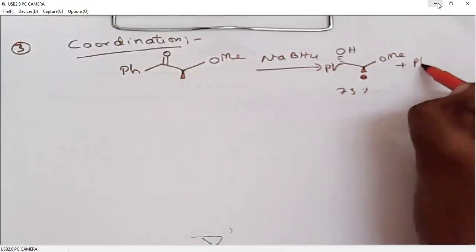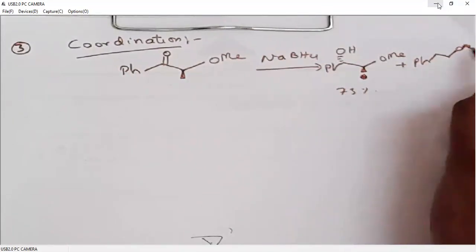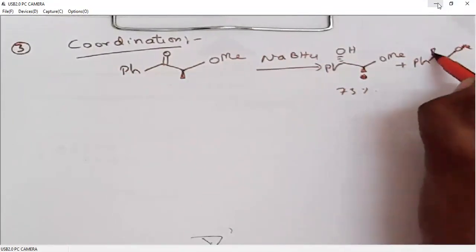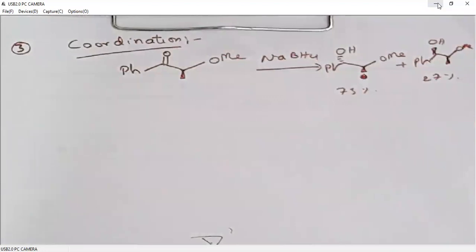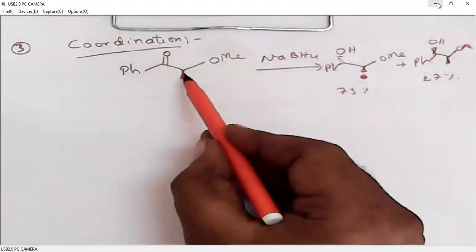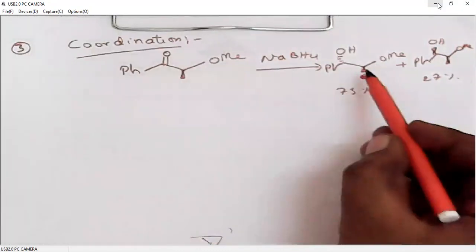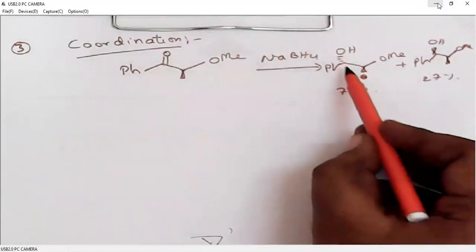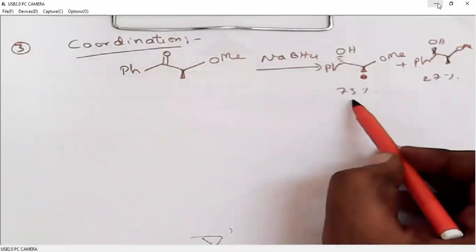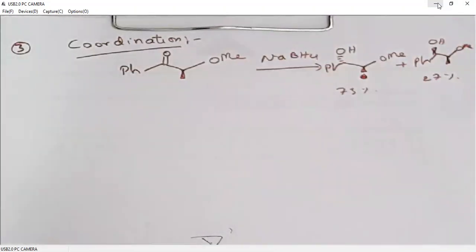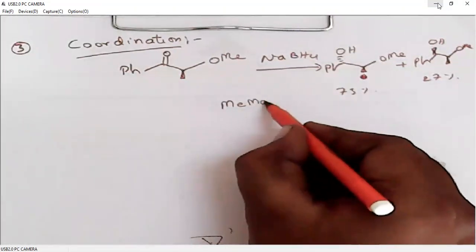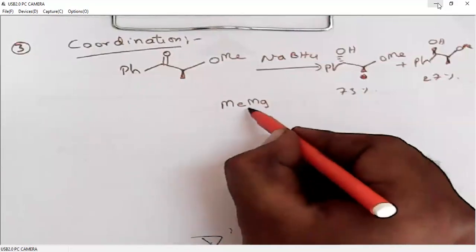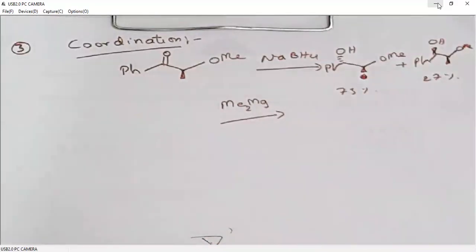Of course, we also have the syn product. It is only 27%. Now you look at the selectivities. Of course, the stereochemistry around this carbon will decide the stereochemistry of this, but still we have less selectivity. The major product is 73%, the minor product is 27%. But when we do the same reaction with methyl magnesium bromide, here magnesium is capable of chelating.